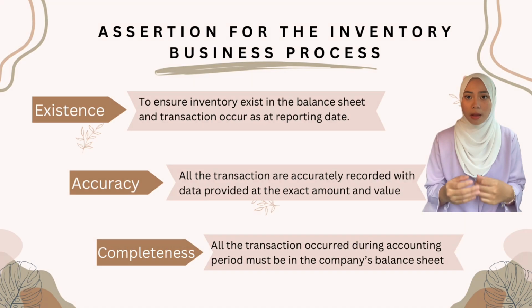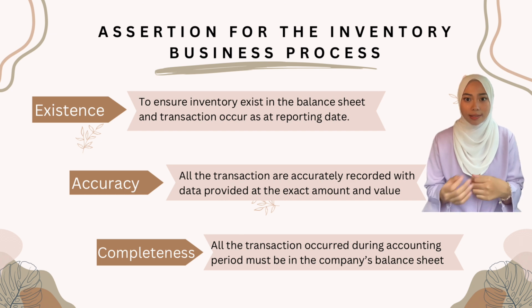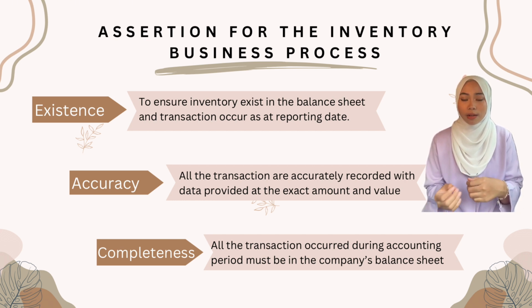I will explain about 3 sections for the inventory business process, which is existence, accuracy, and completeness. First is existence. Existence is to ensure inventory exists in the balance sheet and transaction occur as at reporting date. Second is accuracy. All the transactions are accurately recorded with the data provided at the exact amount and value. And third is completeness. All the transactions occur during accounting period must be in the company's balance sheets.